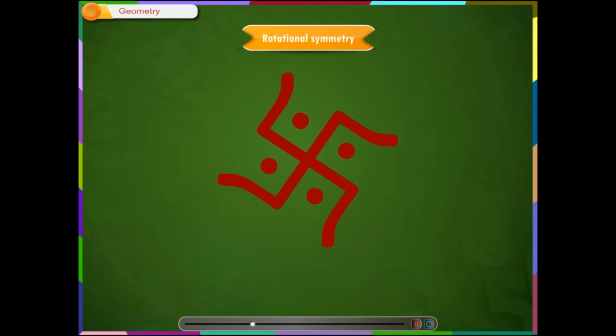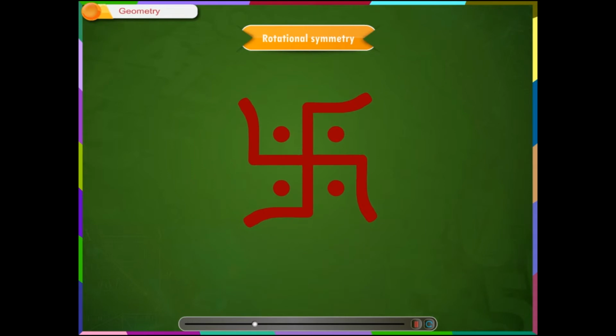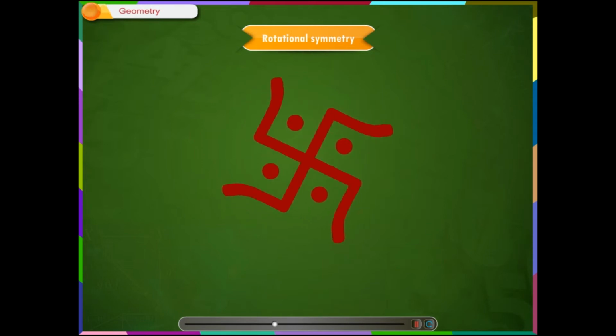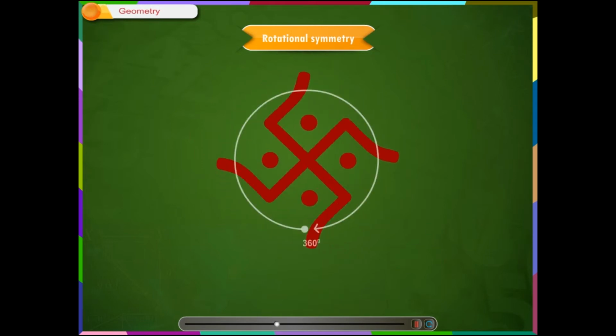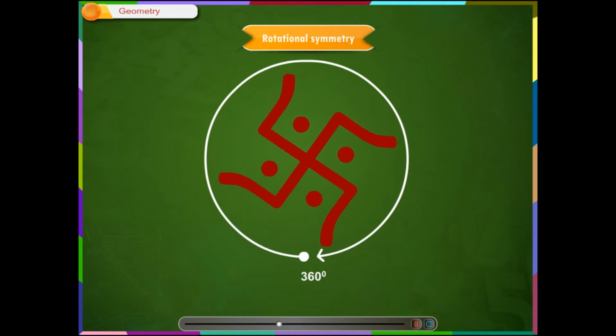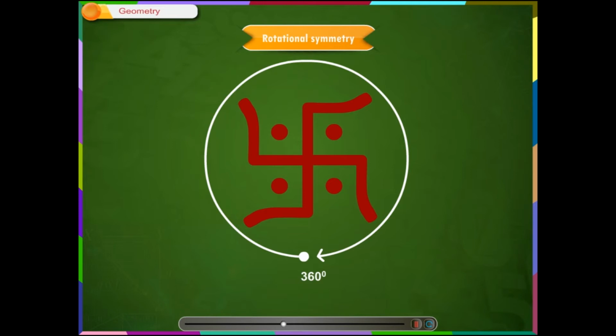You can see for every 90-degree rotation, the shape looks the same. When we rotate this figure 4 times, and every time the figure looked same, this means the order of rotational symmetry is 4. The order of rotational symmetry can be defined as the number of times that a shape appears exactly the same during a full 360-degree rotation. For this figure, the order is 4.